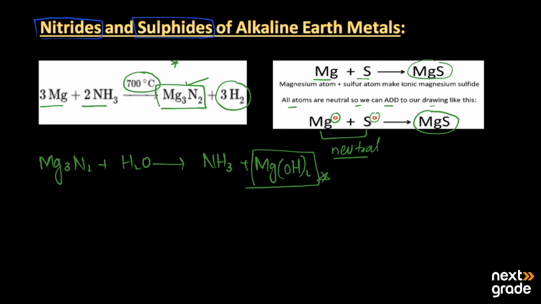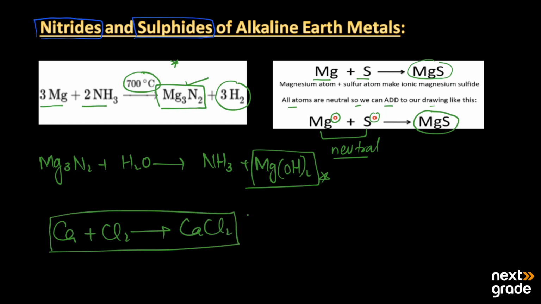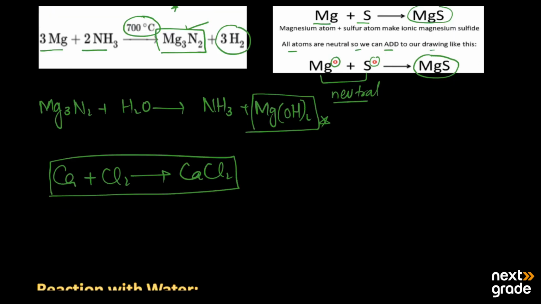On the other hand, they can form the chlorides as well. For example, we have calcium. When it reacts with chlorine, it changes into calcium chloride. Magnesium and other members of the group 2 elements can also react similarly, forming magnesium chloride and calcium chloride.